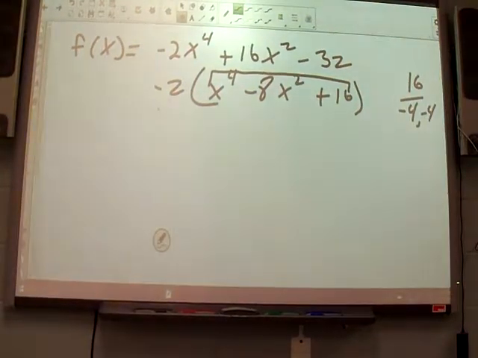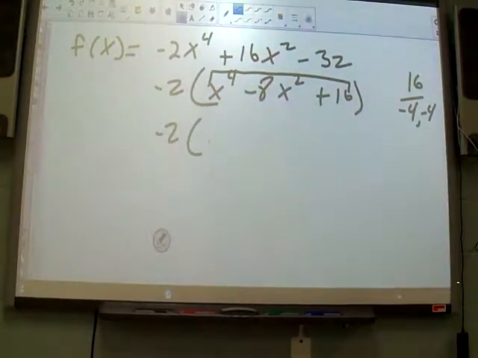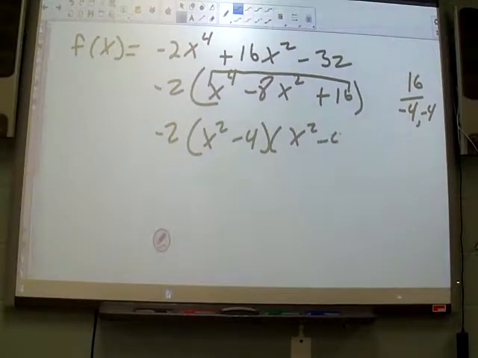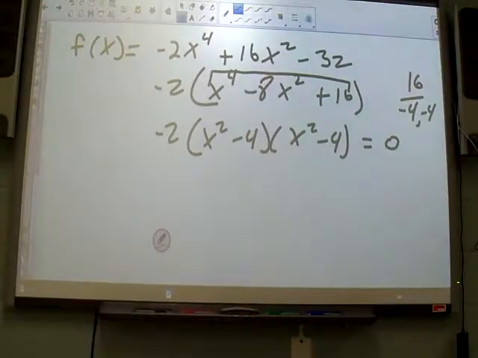So check this out. I'm going to bring my negative 2 down. And here's what we were just talking about. That'll be an x squared minus 4 and an x squared minus 4. I'm going to go ahead and put my equal 0 because I'm about ready for it. Some of y'all put it a long time ago.